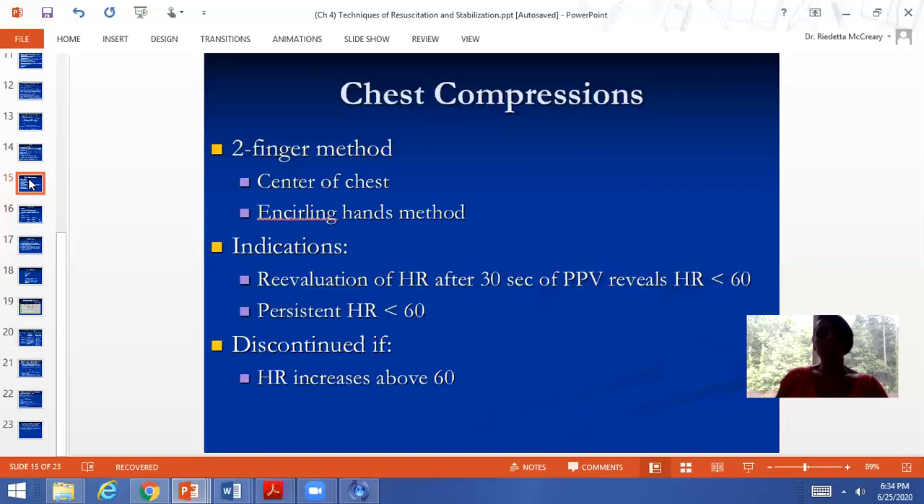Okay, the indications for chest compressions, we've already talked about it. After you reevaluate the heart rate after 30 seconds of positive pressure, and the heart rate is still less than 60, now it is time for chest compressions. And if the heart rate is persistently bradycardic, then you will continue said chest compressions. You discontinue chest compressions if the heart rate increases above 60. Not above 100, above 60, then we stop. We don't start it till it's below 60, and we don't stop it until it is above 60.